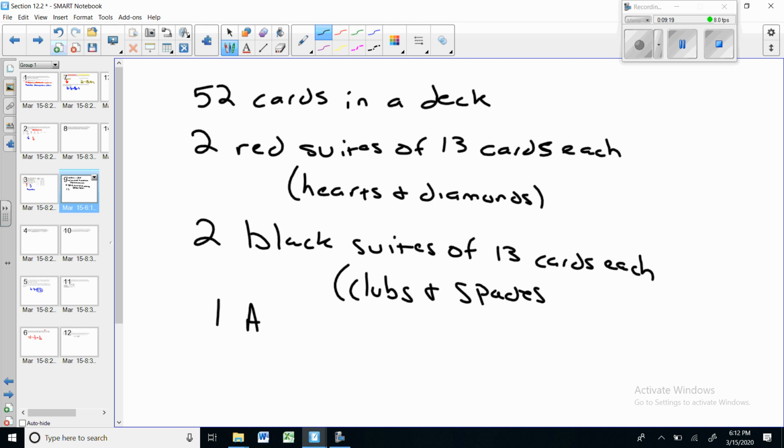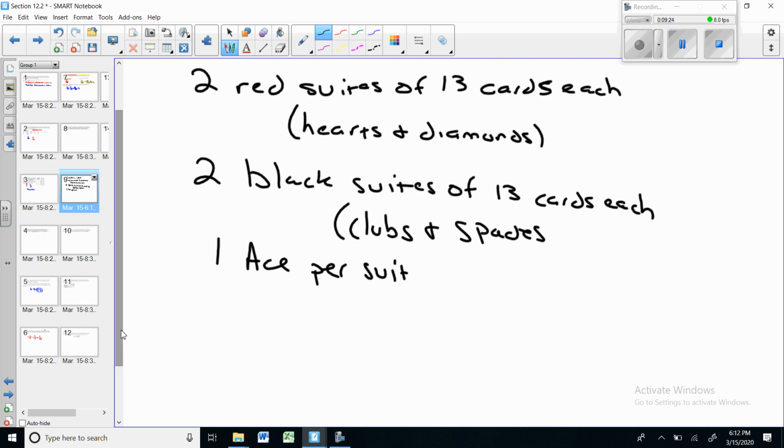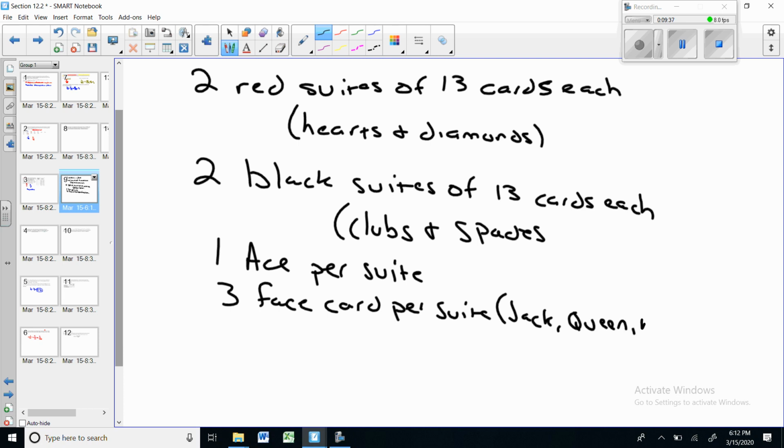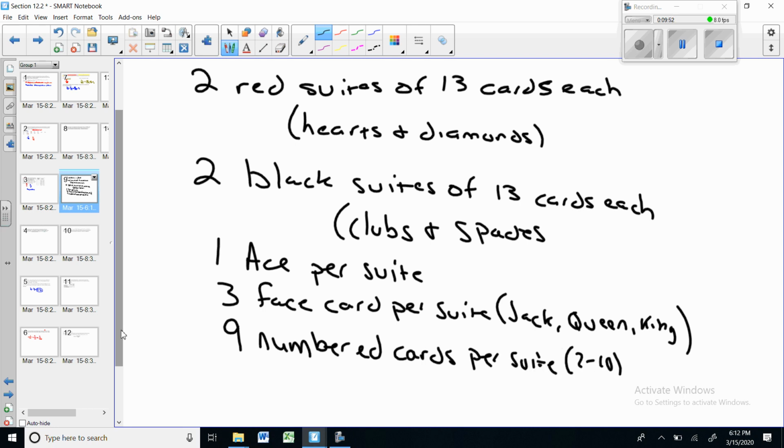There's 1 ace per suit. There are 3 face cards per suit: a jack, a queen, and a king. There are 9 numbered cards per suit, and those numbers are 2 through 10. So as we go through the cards, these are the things that you need to be aware of.